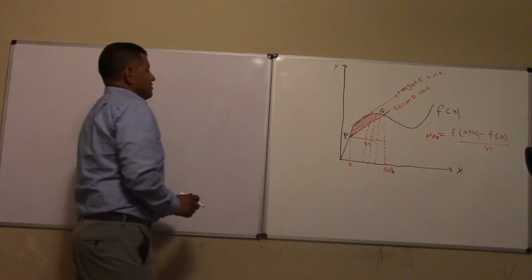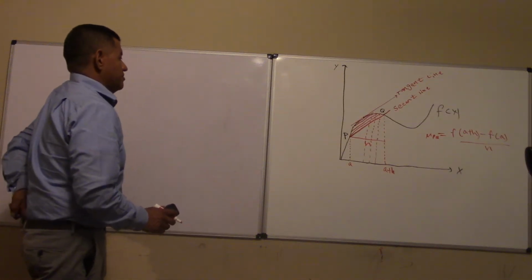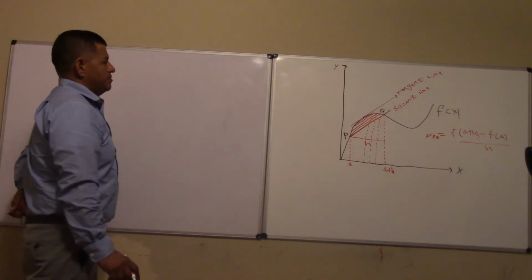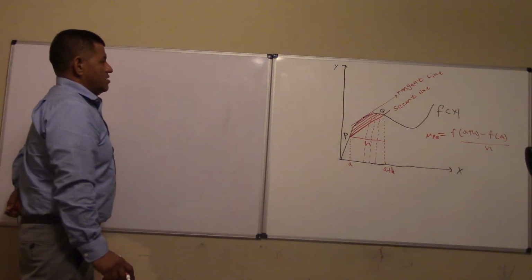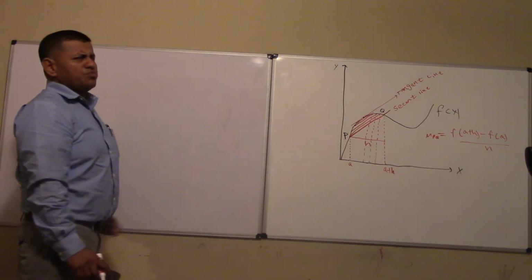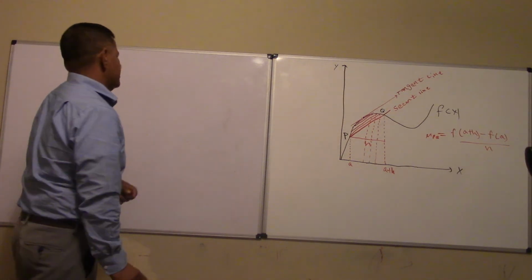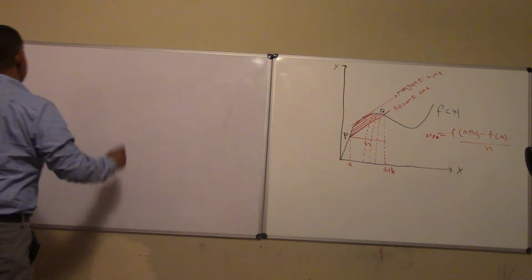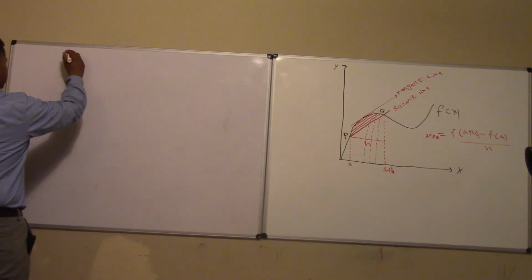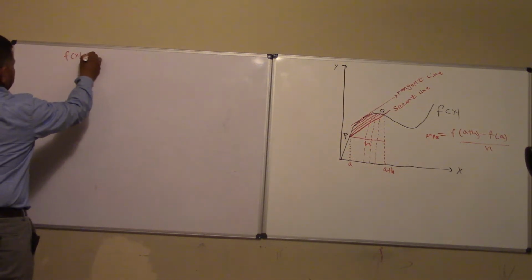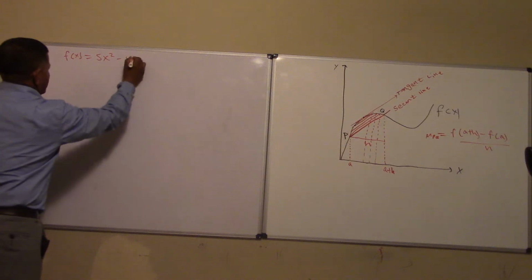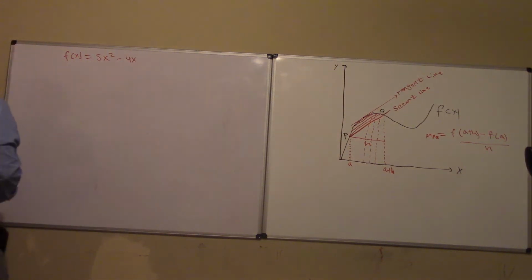Okay, so the problem that we'll be doing is a problem that we will see if maybe we can do two problems. I don't know yet, or maybe one, right? But it all depends. So the problem is like this. You got f of x is equal to 5x squared minus 4x, right?